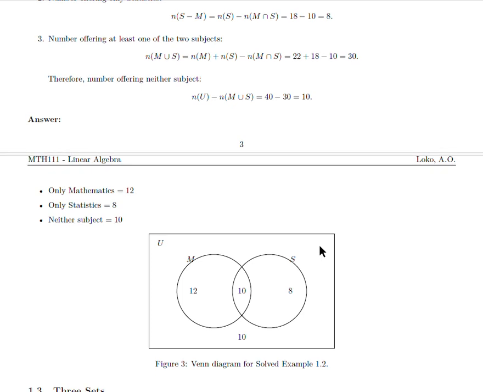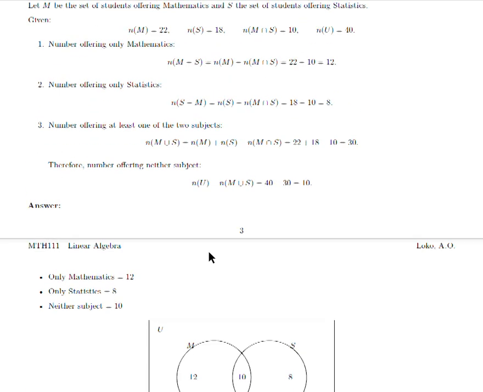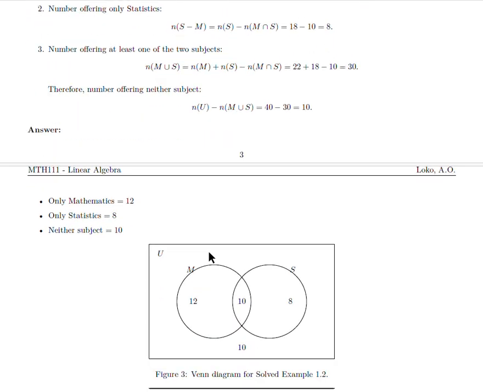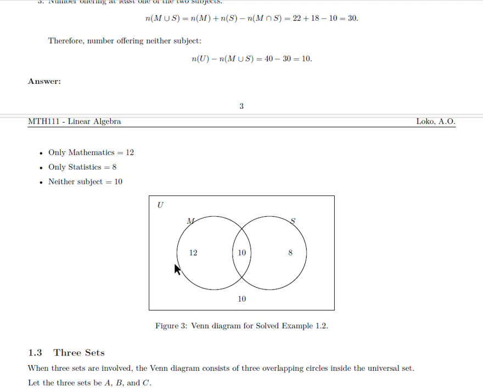22 is for mathematics. The set of students offering mathematics, for instance, is the whole of this circle M, representing the set M, right? That is the 22 we are talking about. And then this place only, where my cursor is pointing at, is M difference S, which we just did now.